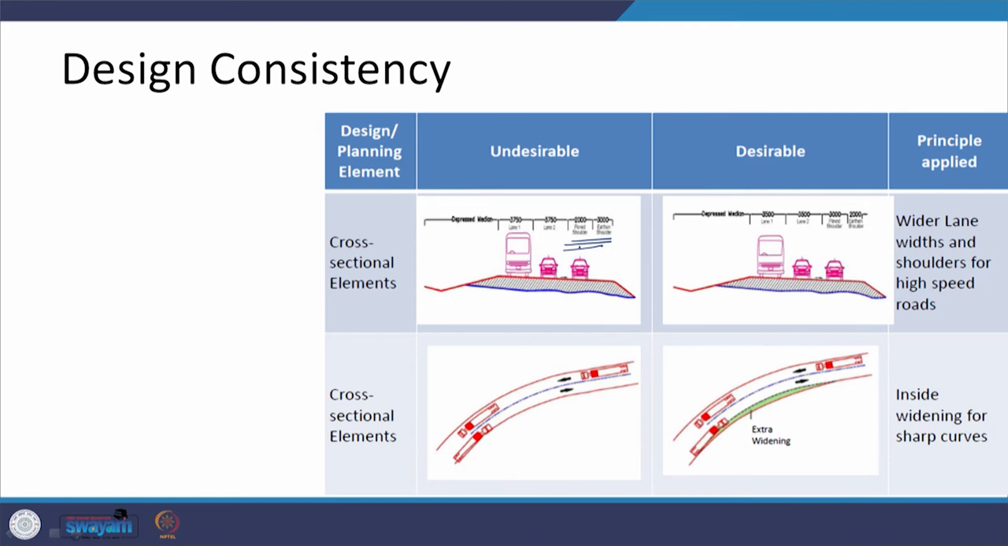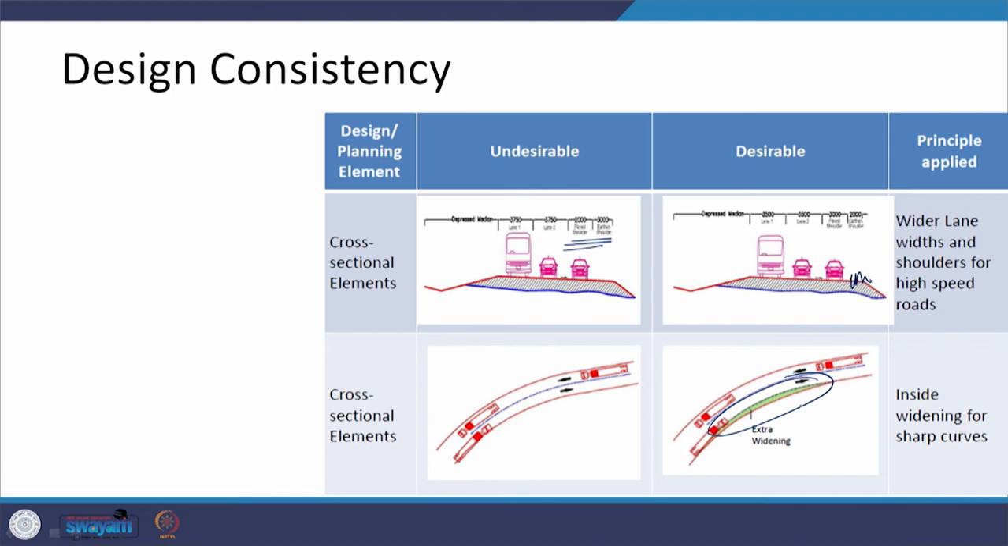So, this is one thing which has to be looked at, that you are providing the paved as well as unpaved shoulder, so that if the high speed vehicles are moving on that, we can take care of it. Similarly, when you look at a horizontal curve, then the extra widening needs to be provided. If that is not taken care of, it creates a problem, but if it is taken care of, it is fine.